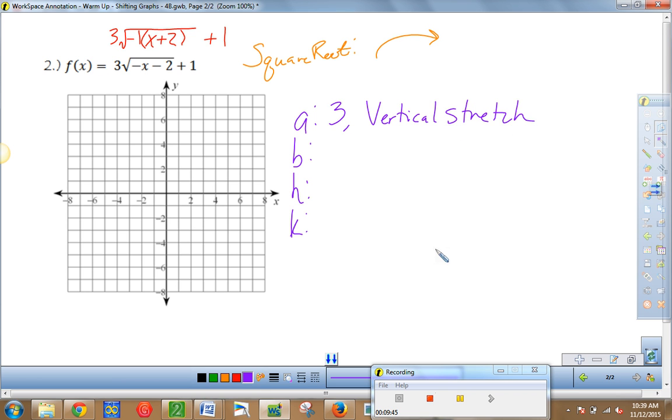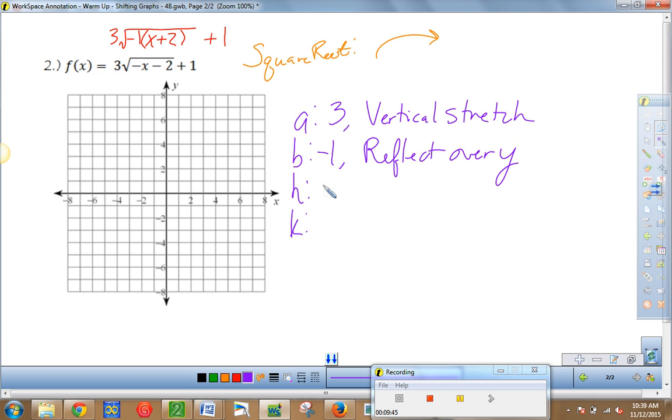Okay. How about B? B is -1. Can't take the square root of a negative, right? So we can't eliminate it. It's still there. What does that do to my graph? It's flat. It reflected over what? The Y. Yes. Reflect over Y. Beautiful. How about H?